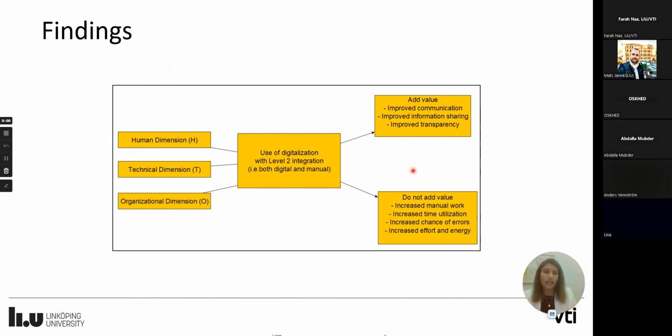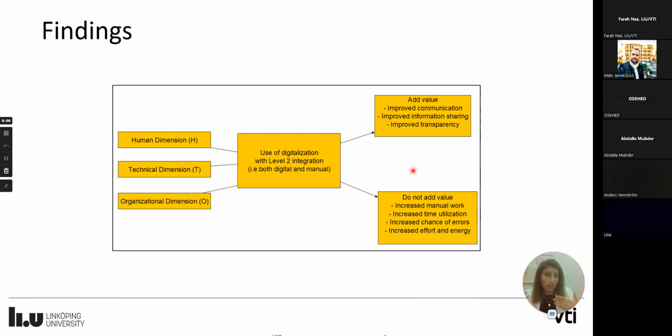And we see that the value is being added. For instance, we see that the communication has improved. For example, the 20-minute message notification that goes to the customer has improved the communication of the transporter with the customer. And also when we scan, every scan generates one entry in the central system. So that also improves communication within the company as well.